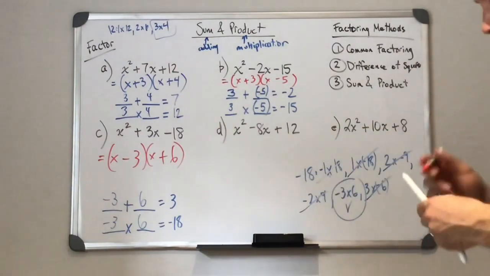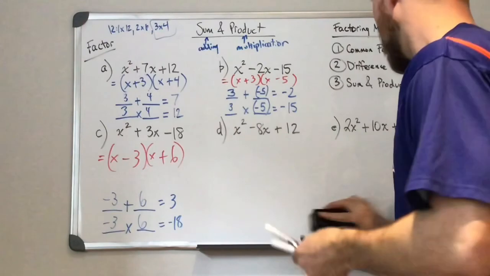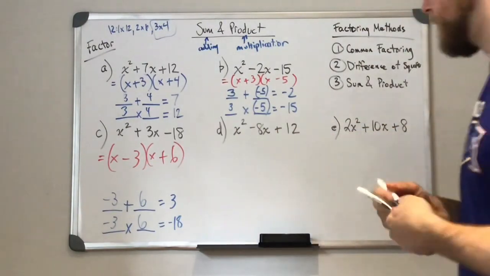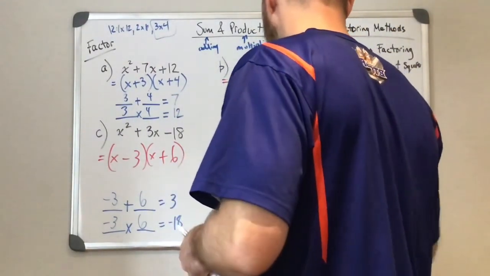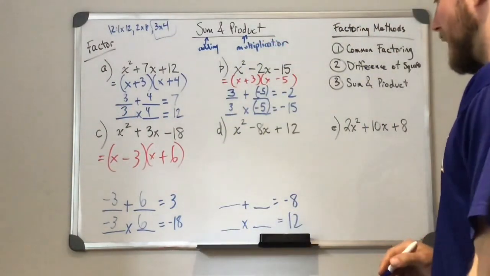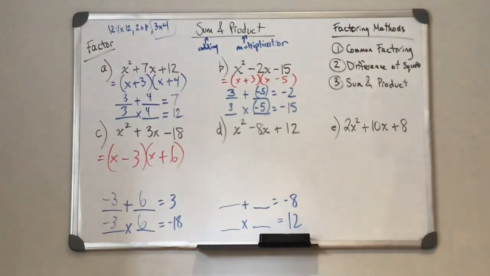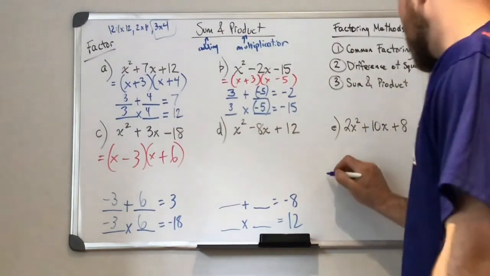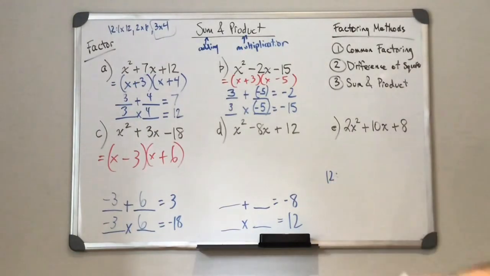2 left. Okay, let's take a look at the next one here. X squared minus 8x plus 12. So two numbers that add to negative 8 and multiply to 12. Okay, multiplying to a positive 12 but adding to a negative, that only happens if both numbers are negative.